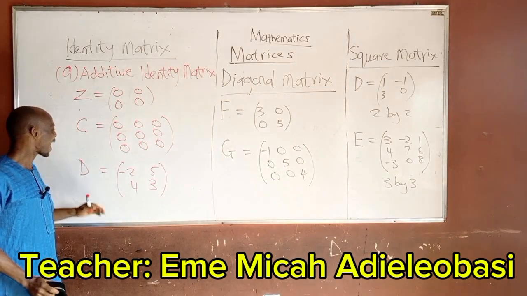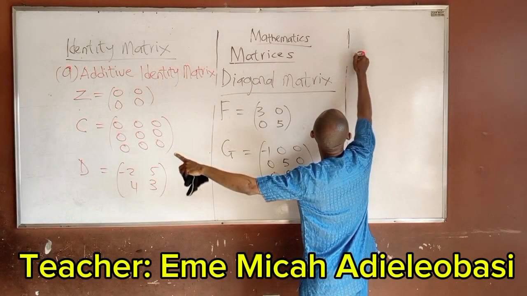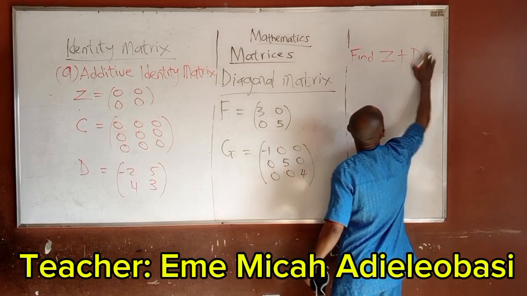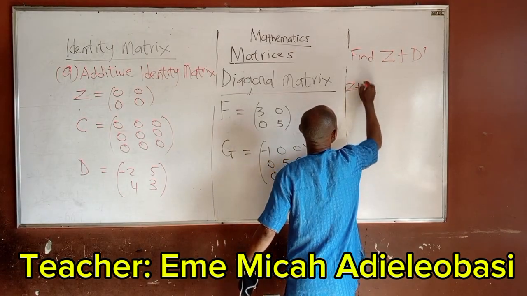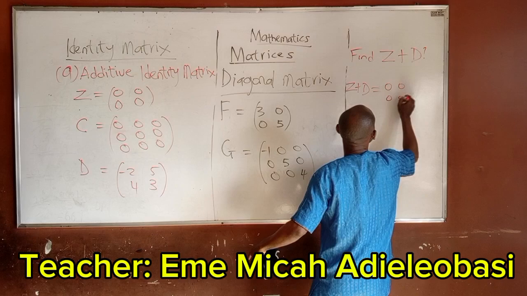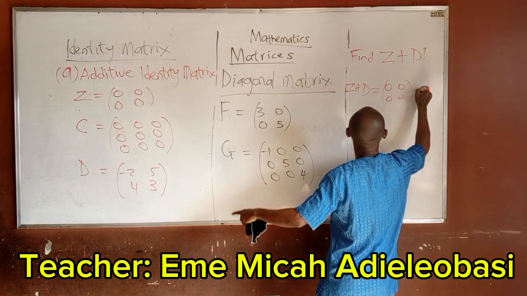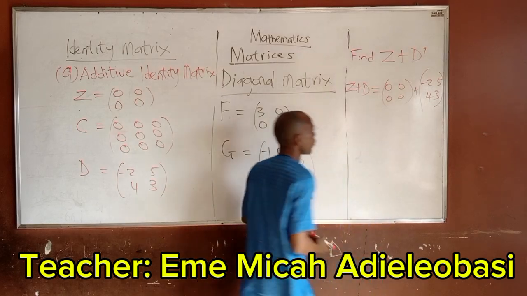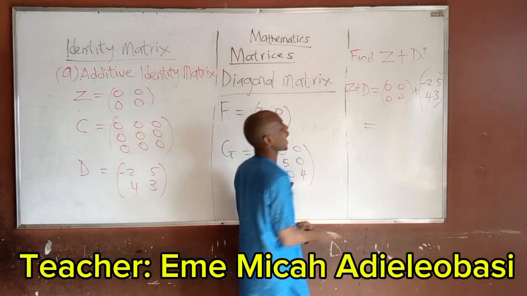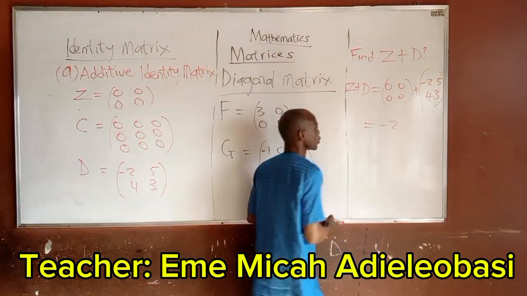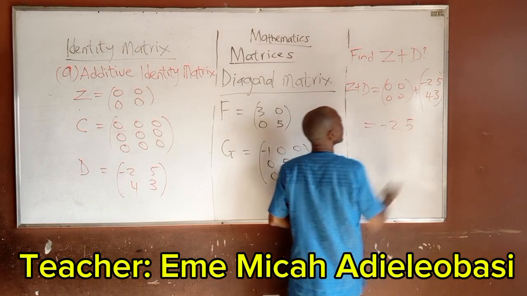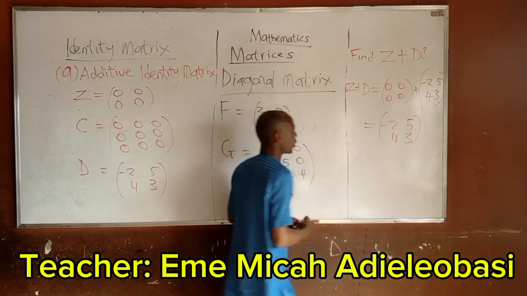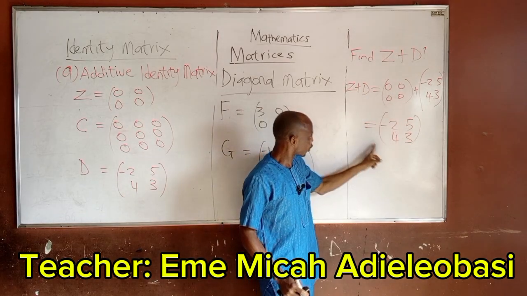Now, if we are told to find Z plus D, this will give us 0, 0, 0, 0 plus our D, -2, 5, 4, and 3. So if we are adding them in addition of matrix, 0 plus -2 will give us -2. 0 plus 5 will give us 5. 0 plus 4 will give us 4. And 0 plus 3 will give us 3. So what do you notice? That our Z plus D is equal to the value of D.